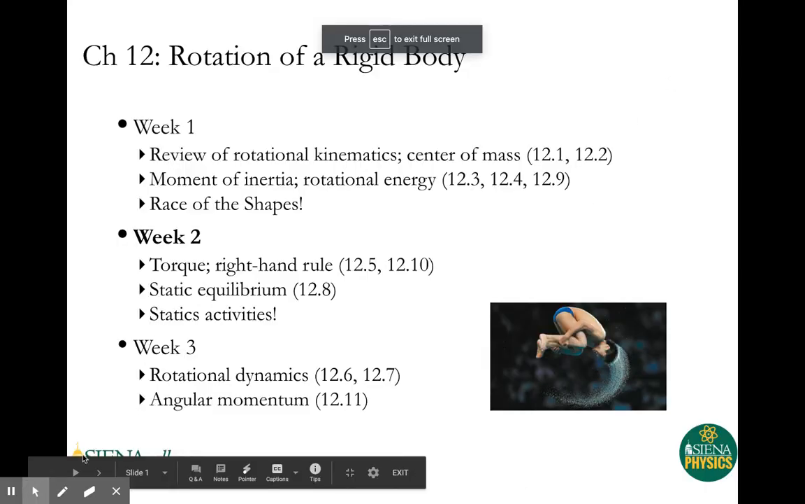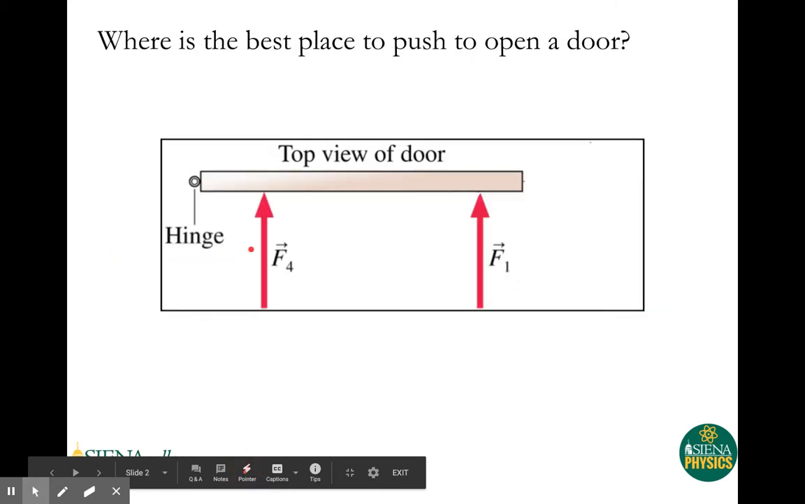Hello, I'm going to talk to you about the second section of chapter 12. We've done rotational kinetic energy, and now we are going to look at torque. Okay, this is our second week.